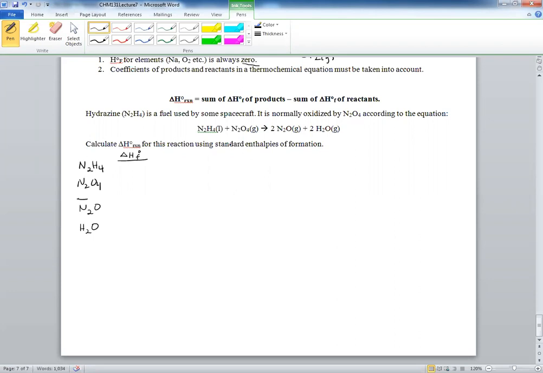Okay, very critical that you pay attention to the phase. This is liquid. This is gas, gas, and gas. If you end up mixing them up with a different phase, you will get different values. So be very careful. So let's go look them up. N2H4, N2O4, and N2O. So these might be found either in the nitrogen or the oxygen. So let's go.